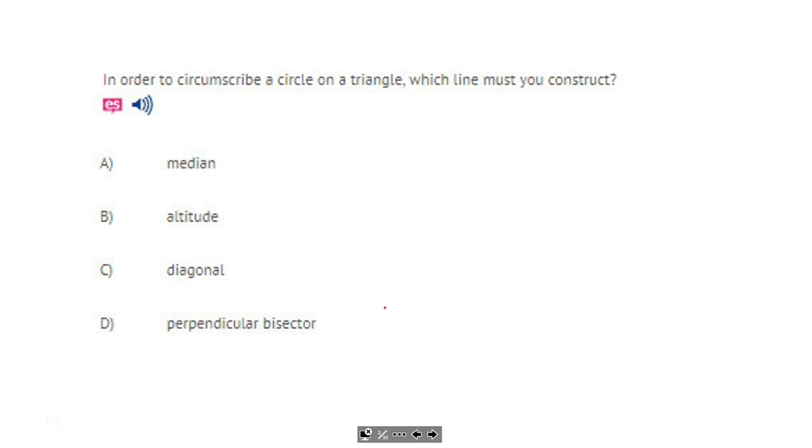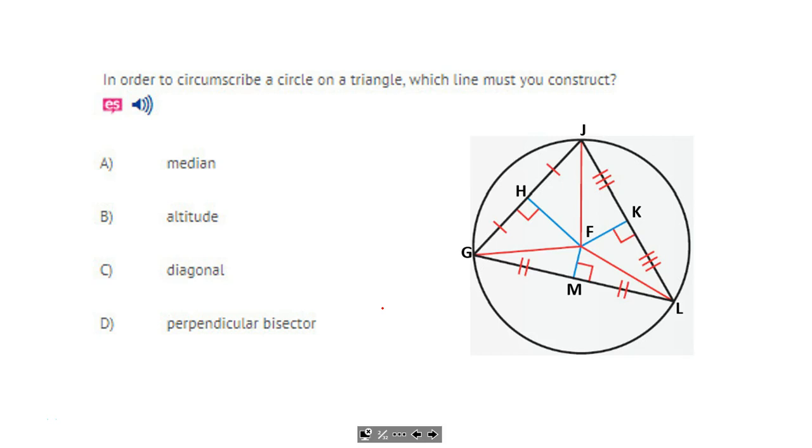So in order to circumscribe a circle on a triangle, which line must you construct? Well, these are perpendicular bisectors. And remember that when we have a circle on the outside and the triangle on the inside, then this is a circumcenter. So the two things you need to remember here are perpendicular bisector and circumcenter. When we have perpendicular bisectors that create our center, our circle is circumscribed about the triangle.